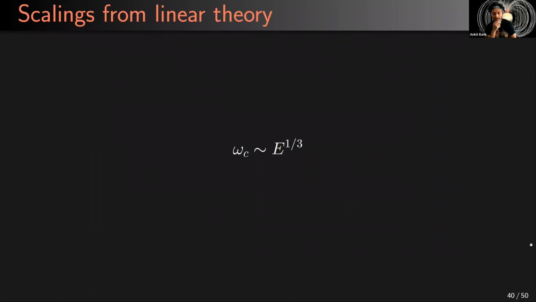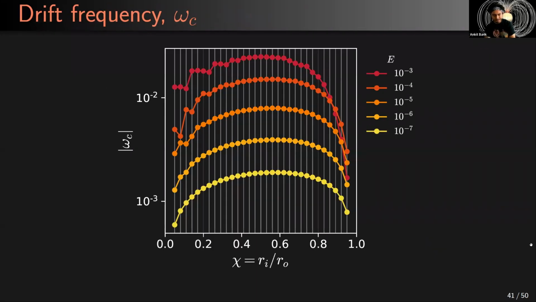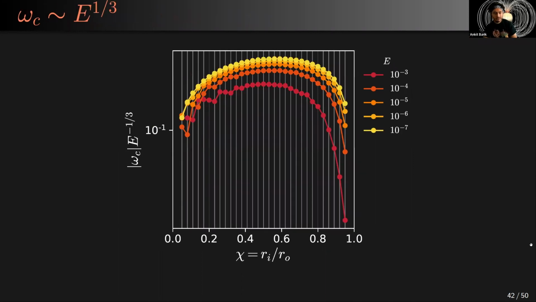Finally, the critical drift frequency, where it has this, as I said, this Euclidean nature of increasing for moderate shell thicknesses and then decreasing on either side. Once you compensate with the leading order asymptotic scaling, you obtain this fairly nice collapse for all different shell thicknesses.